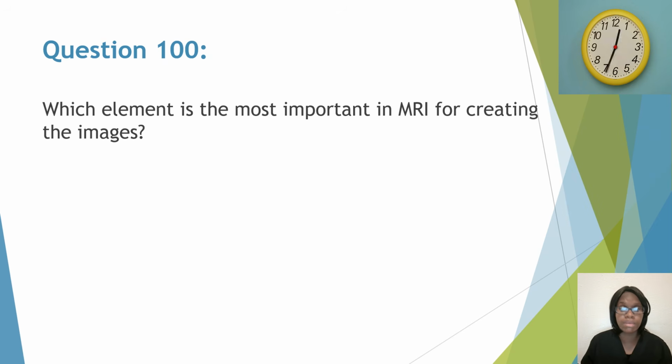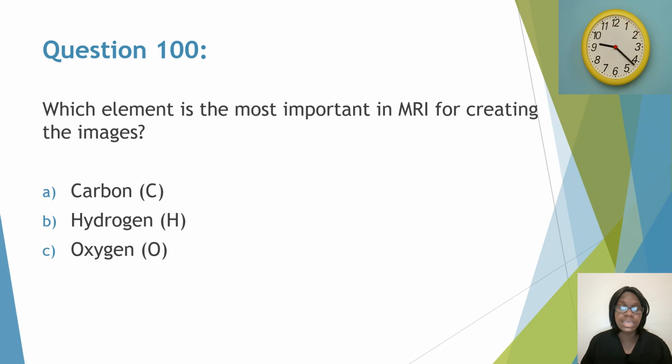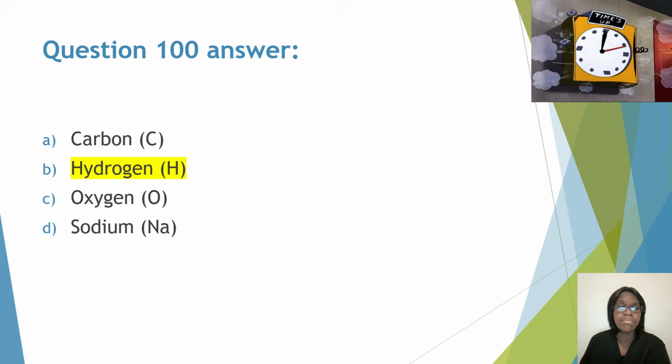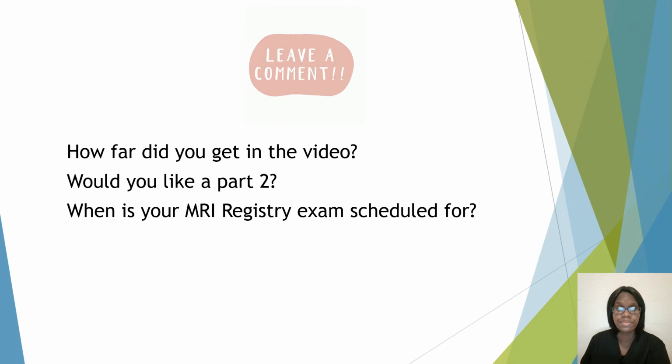Which element is the most important in MRI for creating the images? A, carbon. B, hydrogen. C, oxygen. D, sodium. All right, the correct answer is B, hydrogen.